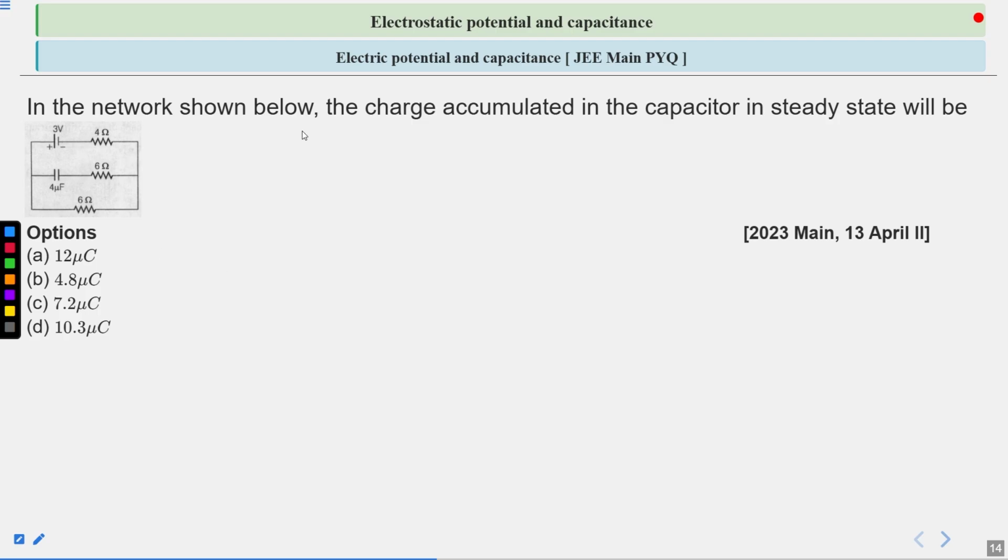In the network shown below, the charge accumulated in the capacitor in steady state is to be found. Okay, so this circuit is given, and we have to find the charge accumulated on this capacitor in steady state. The options are 12 microcoulomb, 4.8 microcoulomb, 7.2 microcoulomb, and 10.3 microcoulomb. Okay, I will give you some time to think about it.